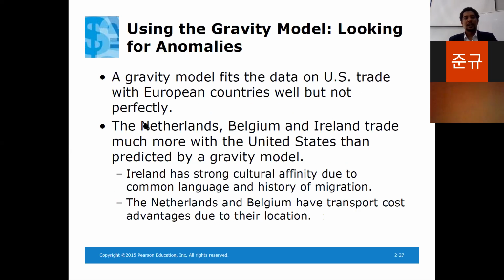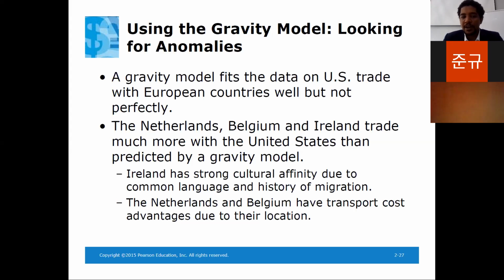So, looking for anomalies in the gravity model, okay? There are some anomalies actually, so it's not perfect. This gravity model is not a perfect explanation of the volume of trade between two countries, because there are some exceptions. The gravity model fits the data on US trade with European countries well, but not perfectly, okay?